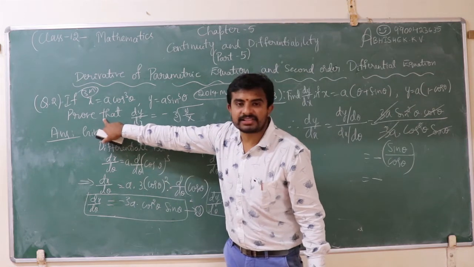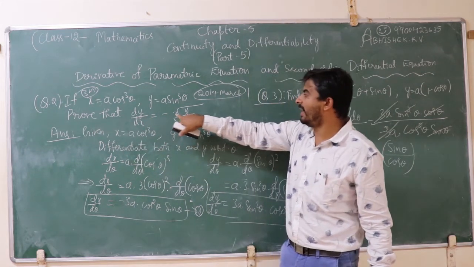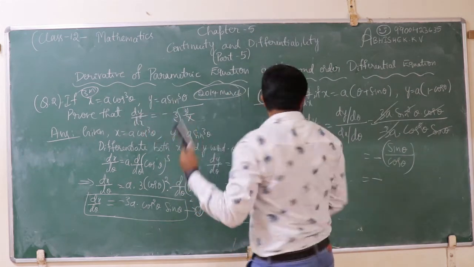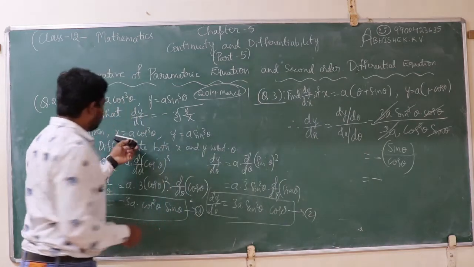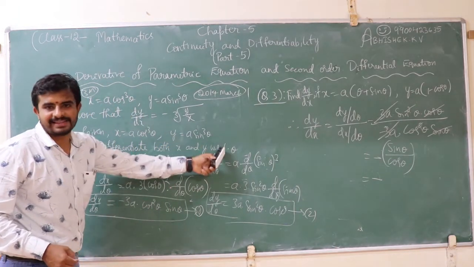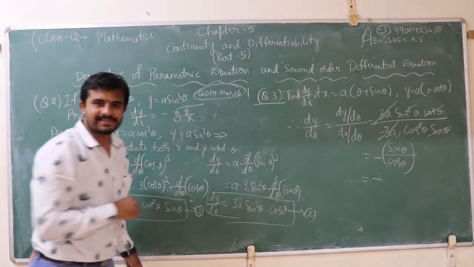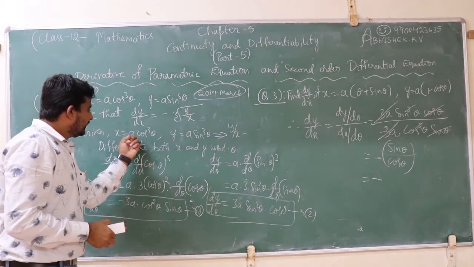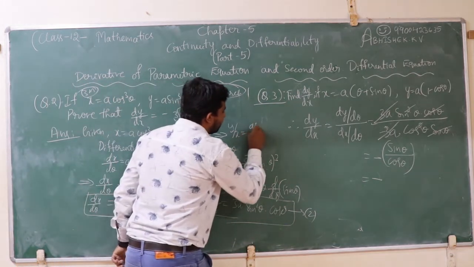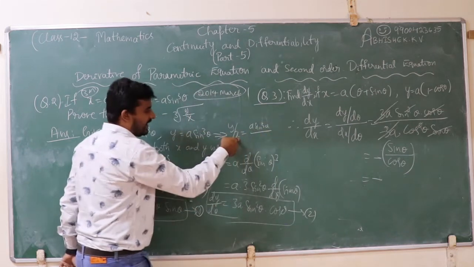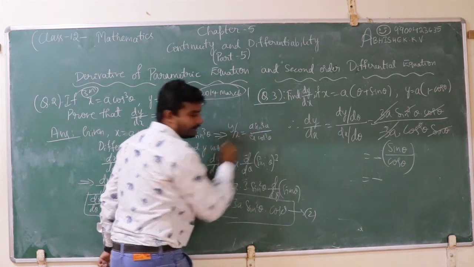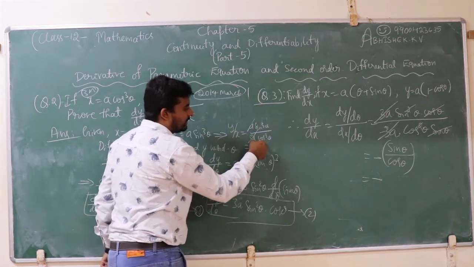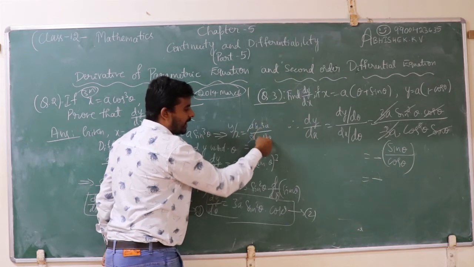But the examiner has asked us to prove this is equal to minus cube root of y by x. How can we prove this? See, from the given equation, x is equal to a cos cube theta, y is equal to a sin cube theta. This implies y by x. What is y by x? y is a sin cube theta, x is a cos cube theta. A gets cancelled. We are remaining with sin cube theta by cos cube theta.